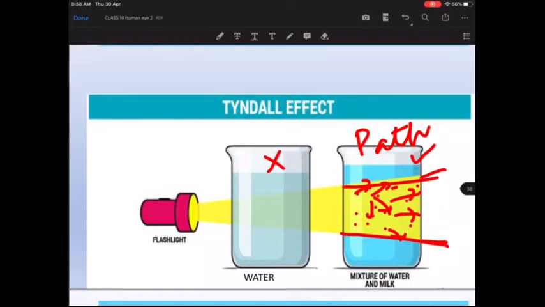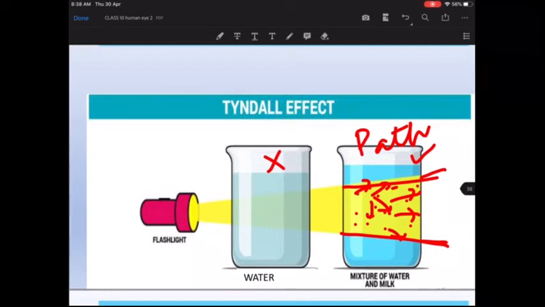But after some time, you take another glass tumbler and add some milk in it and place the tumbler next to the first tumbler. Okay, now you will see that when you look through the second glass in which you have added milk, you will be able to clearly make out the path of the light. You will be able to clearly make out the path of the torch light that you're flashing.